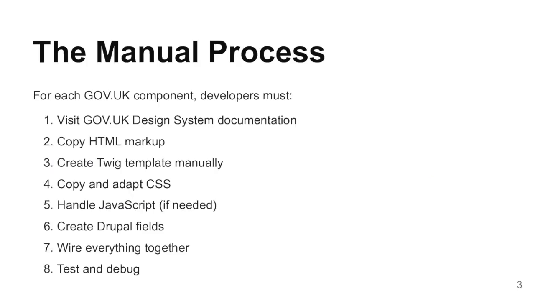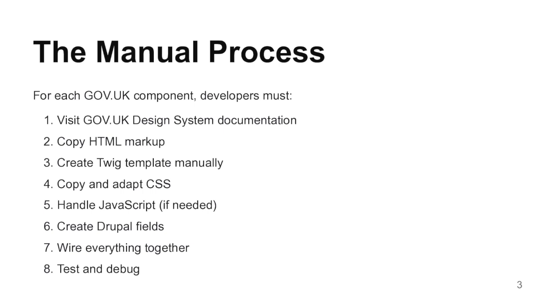Let me paint the picture of the traditional approach. When a developer needs to add a gov.uk component to their Drupal site, they typically, first, visit the gov.uk design system documentation. Then they copy the HTML markup. They create a twig template manually. They copy and adapt the CSS. They handle the JavaScript, if the component needs it. They create fields in Drupal to hold the content. They wire everything together. And finally, they test and debug.